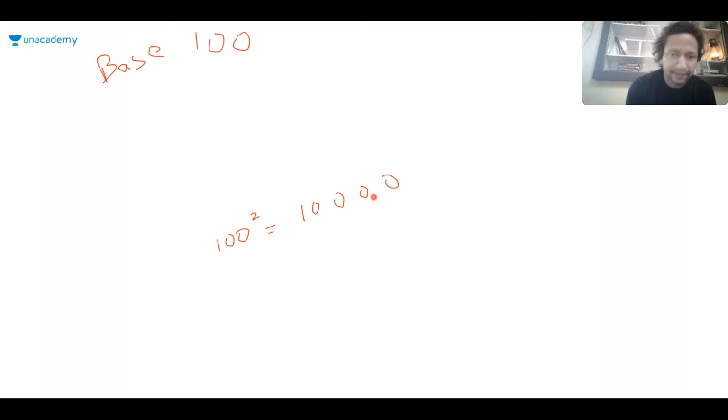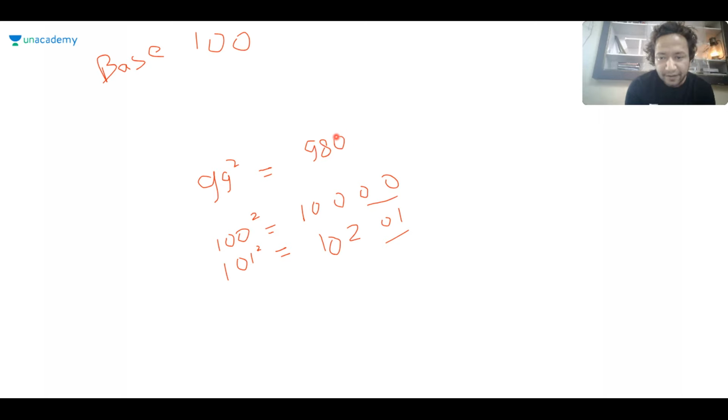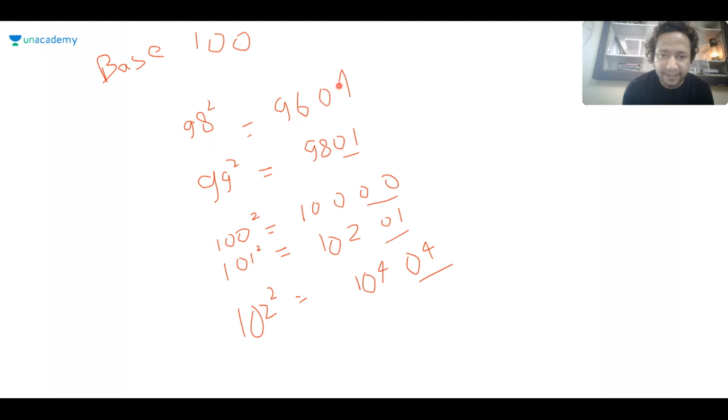Let us ignore the last two digits for a while. Pay attention, as we did for base 50, doing the same for base 100. The square of 101 is 10201. The square of 99 is 9801. Try to find the pattern. The square of 102 is 10404. Great, Gurjit. The square of 98 is 9604. If you look at this, it will be self-explanatory.